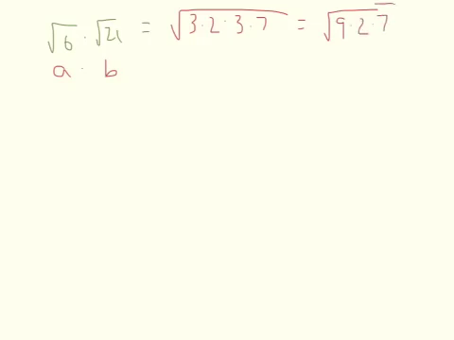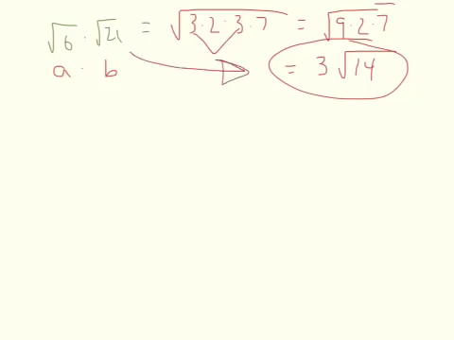Just take a minute and digest that, right? 3 times 3 is 9, which is the same as 3 times radical 2 times 7. Neither one of those can be broken down, so that's 3 radical 14. So what's radical 6 times 21? 3 radical 14. Let's try that again.